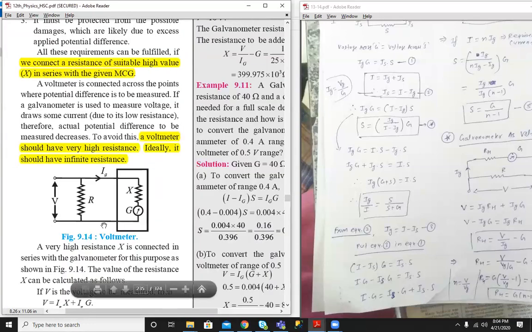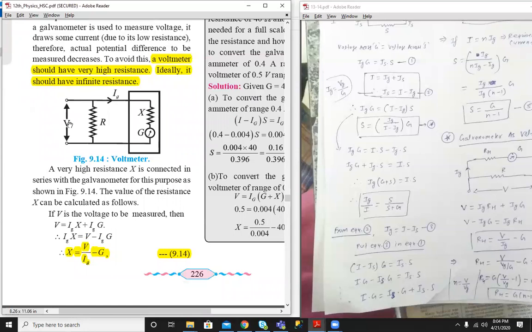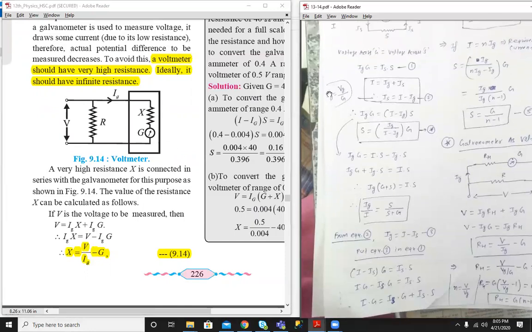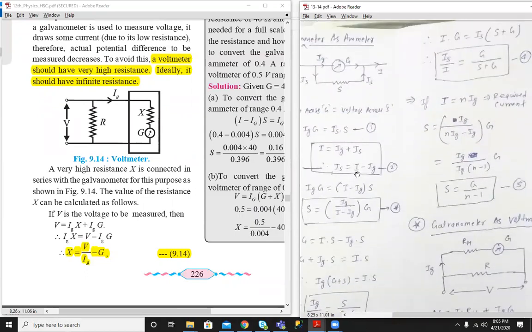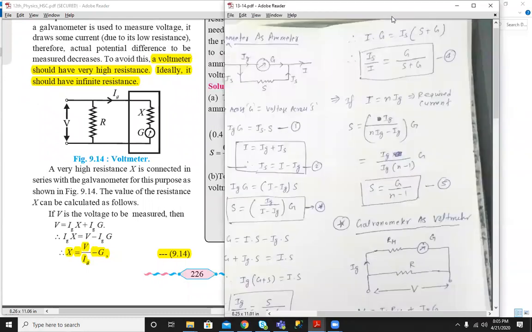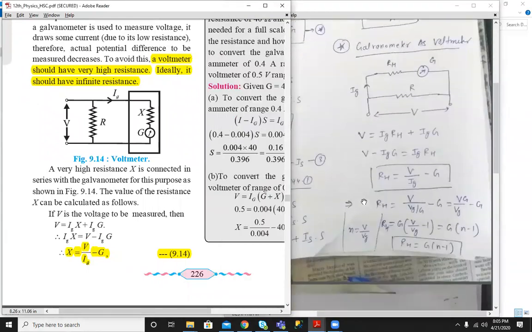So this is also a simple circuit, and capital V is the required voltage range, and Ig is the current through the galvanometer, or it is sometimes given as Vg, or just you can see here in my notes, Ig equal to Vg by G. Here this high resistance I have taken as RH. In the book it is taken as X. So you can take your own syntax RH. So this is a series resistance.